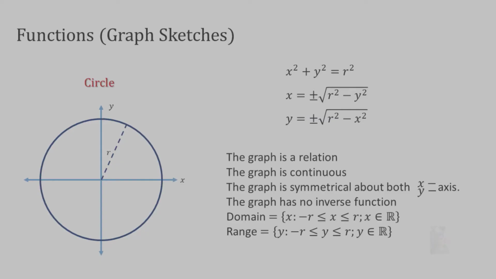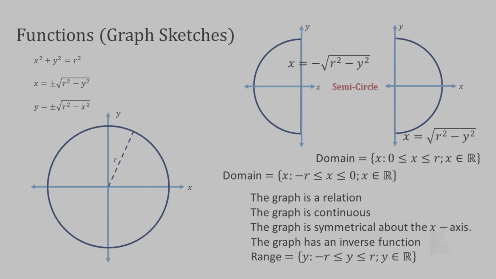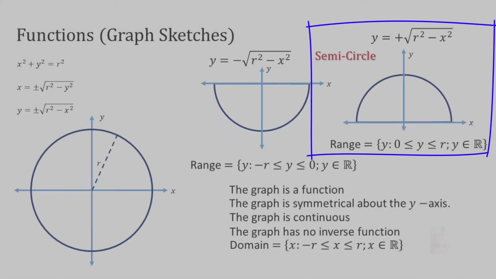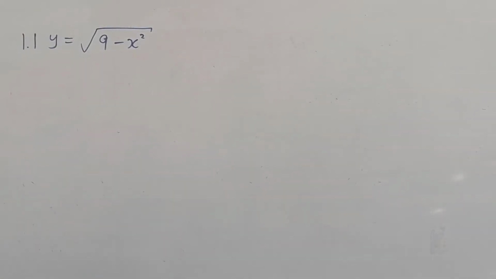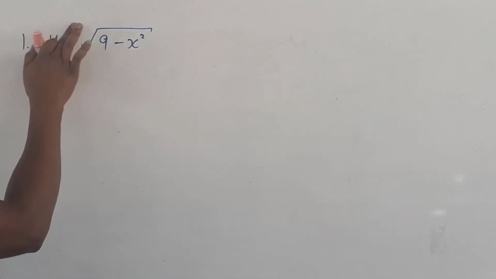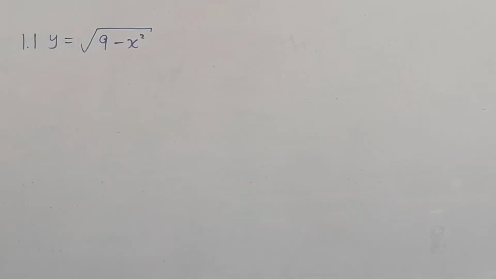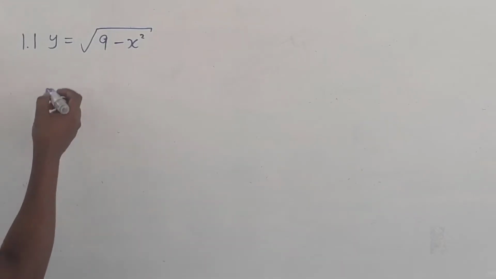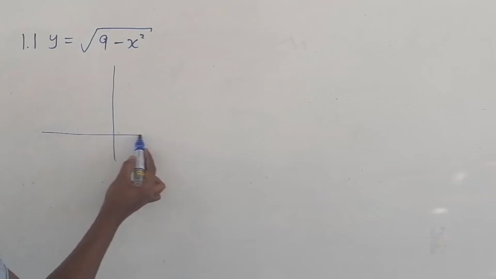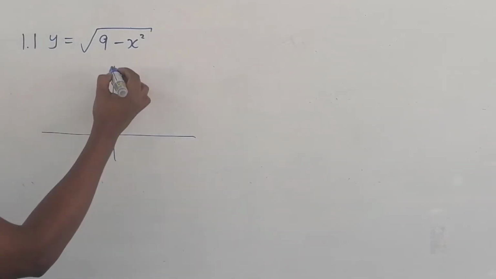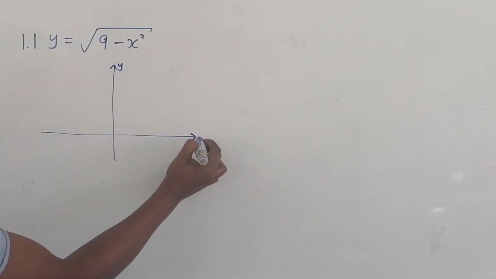Number one, the question says, sketch the graph of y is equal to the square root of 9 minus x squared. In this case, you can see that the square root does not have a sign. If it does not have a sign, it means it's a positive square root. That means it is a semicircle. For semicircles, if it's positive and it starts with y is equal to something, that means it is an upper semicircle. So when you are drawing your Cartesian plane, you will draw it such that it fits on top of the x-axis.